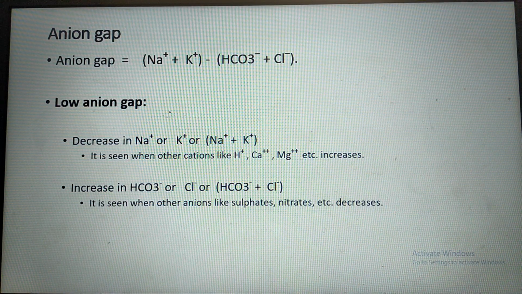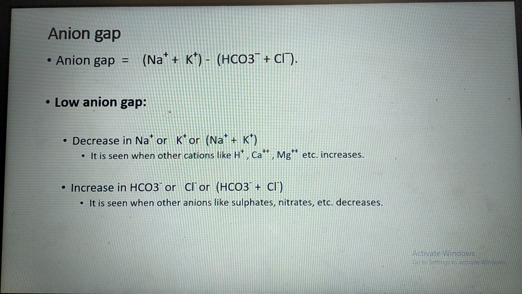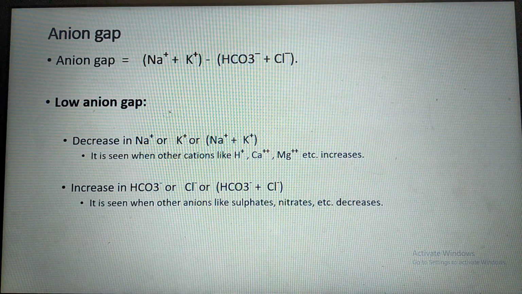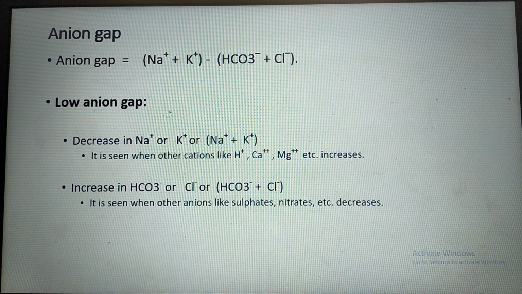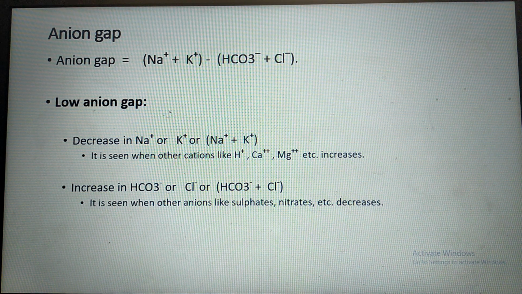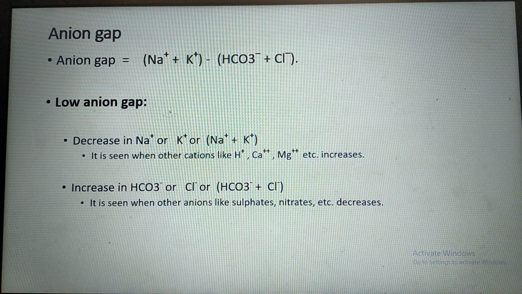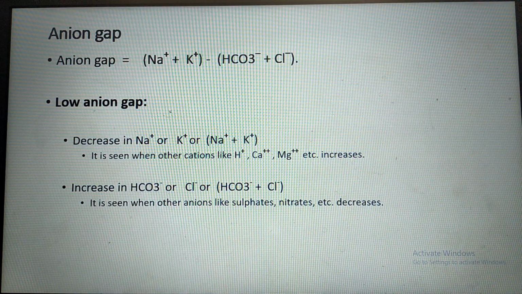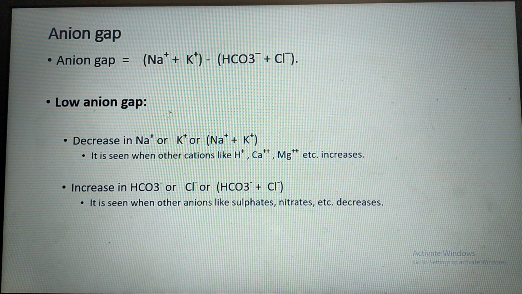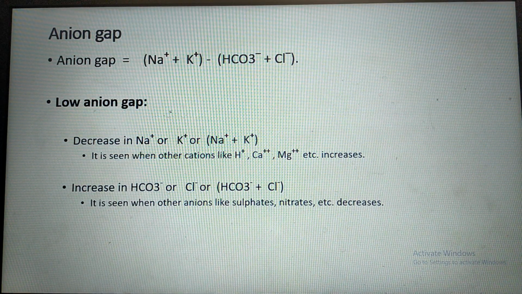And the second situation: when bicarbonate or chloride ion increases, sodium potassium remains normal, but bicarbonate and chloride level increases, the gap is narrow or decreased. In which condition do bicarbonate and chloride increase? When other anions like sulfates, phosphates, nitrates decrease. When these ions decrease, to maintain the electrical neutrality, the body will retain the bicarbonate ion and chloride ion. So in this way you will get a low anion gap.